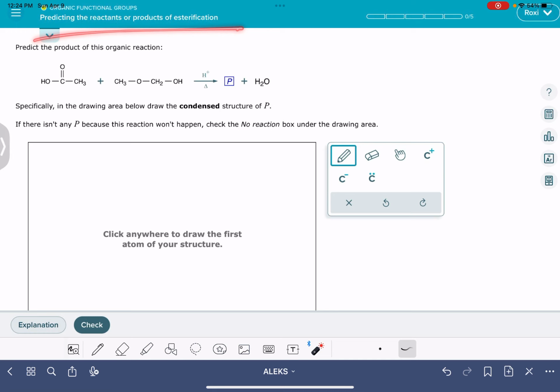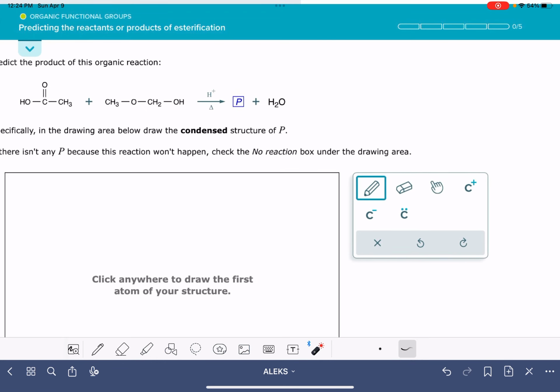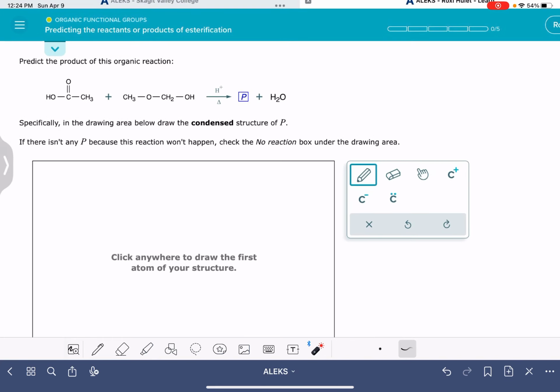In this video, I'm going to show you how to solve the ALEKS problem called predicting the reactants or products of esterification. I've seen two different versions of this problem. This version is the easier of the two. This is giving us two reactants and is asking us to predict the product, and we know for sure that this is an esterification reaction. So that means this is a carboxylic acid and an alcohol coming together to make an ester.